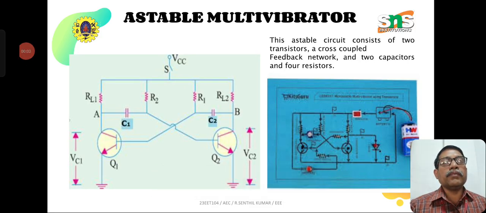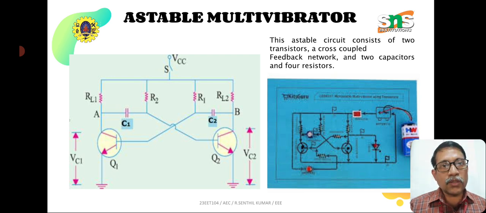This is the second video on the Astable Multivibrator. Now let me see the circuit. I have explained the circuit. It consists of two transistors, four resistors and two capacitors.